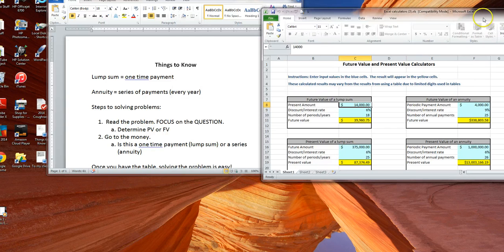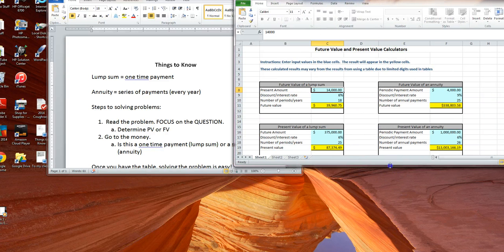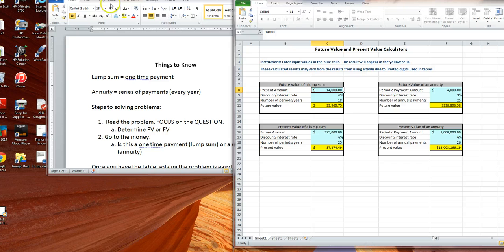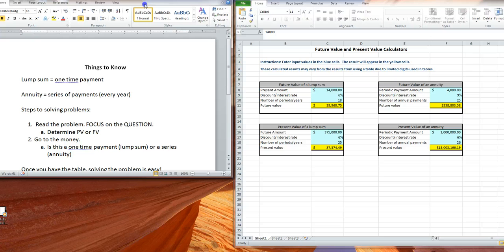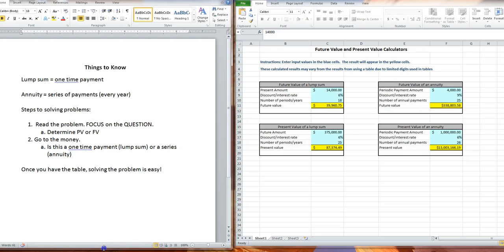Right now I'm going to try to resize my screen. Actually, I have two screens up here, so let me do it this way. And then I have this other file that says things you need to know, and I want to go over that first.